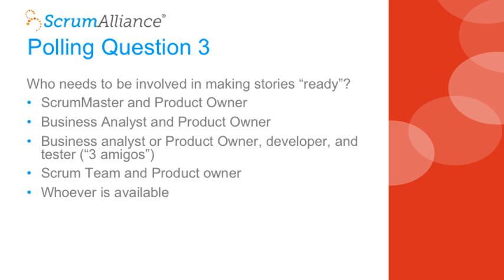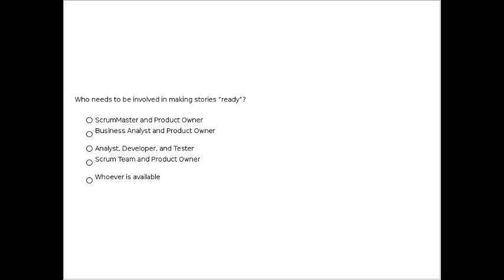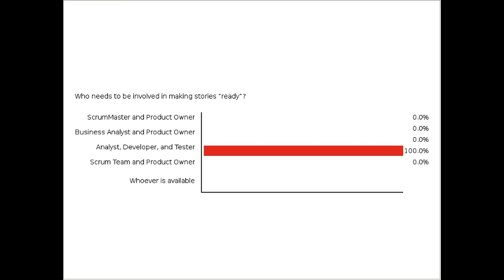So here's a polling question. Who needs to be involved in making stories ready? And here are some of your options. And note that 3rd bullet, the BA or PO, developer and tester, are often referred to as the three amigos. So let's take a look here. And we're opening up the poll, Jack.